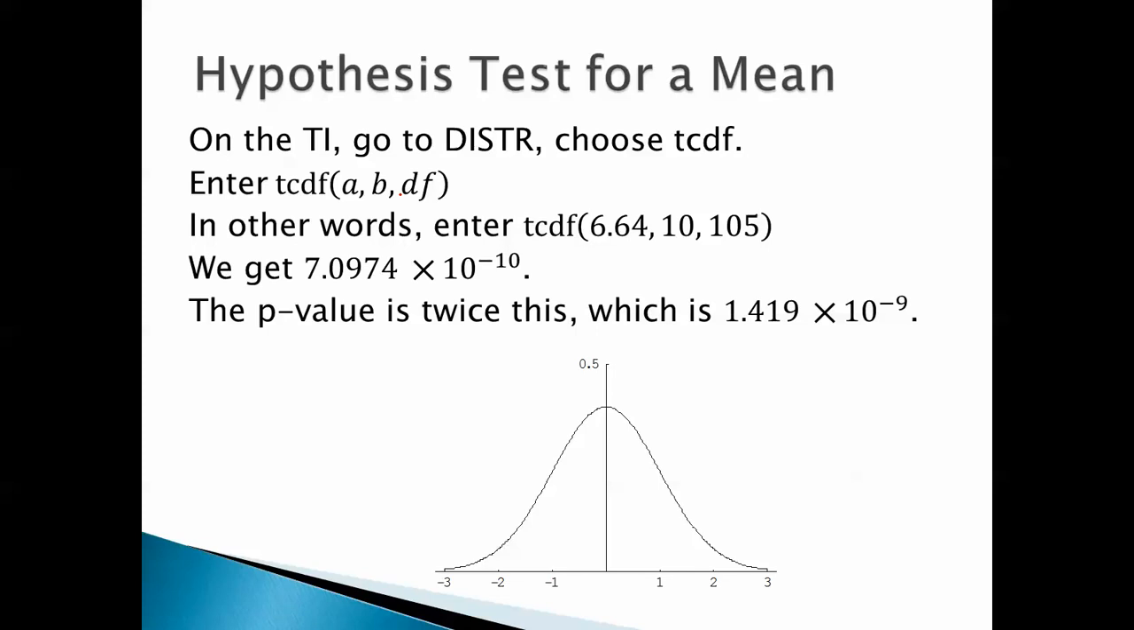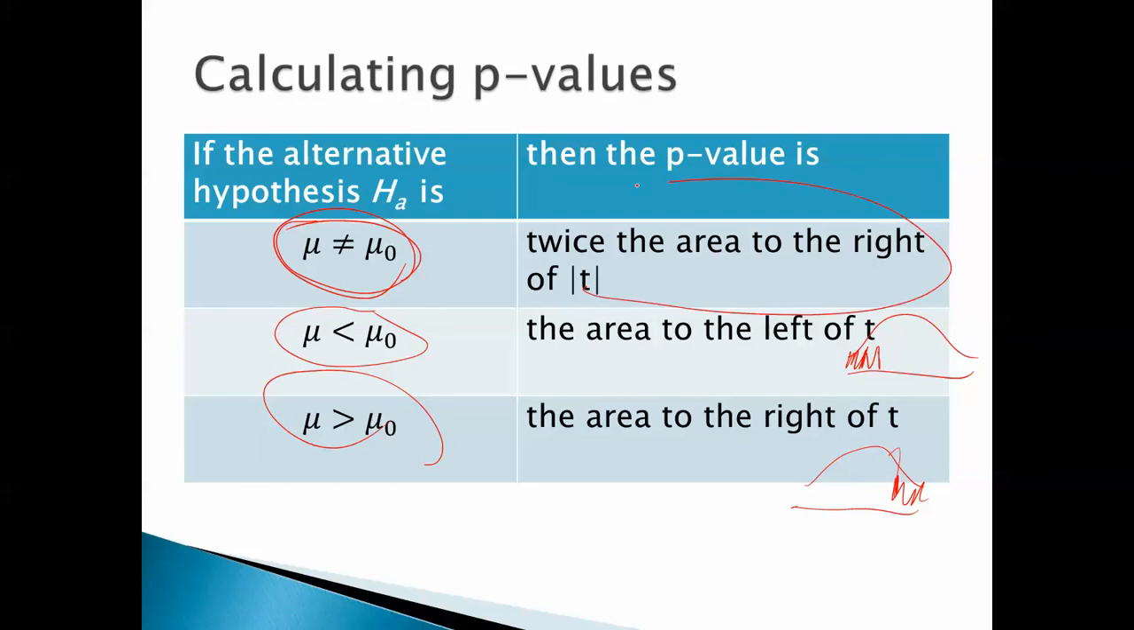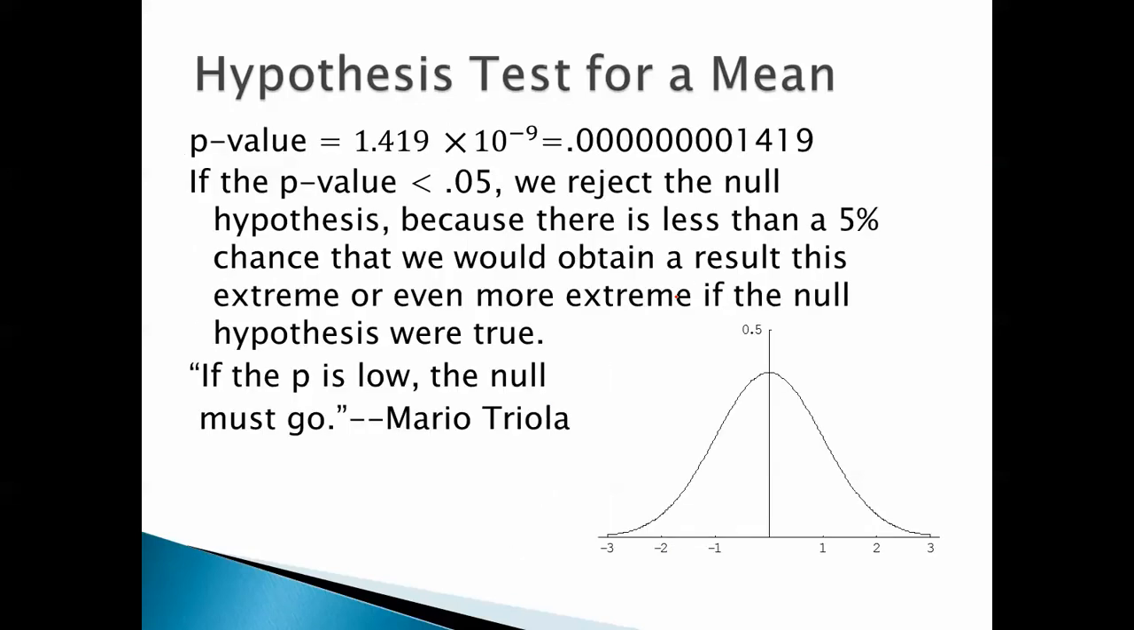And again, for this hypothesis test, because it's two-sided, the p-value is going to be twice that. Again, it's going to be twice that because we want twice the area to the right of absolute value of t. Okay, so the p-value is twice that, 1.419 times 10 to the negative 9th. Oh my goodness, that's small. So our p-value is 0.000000001419.